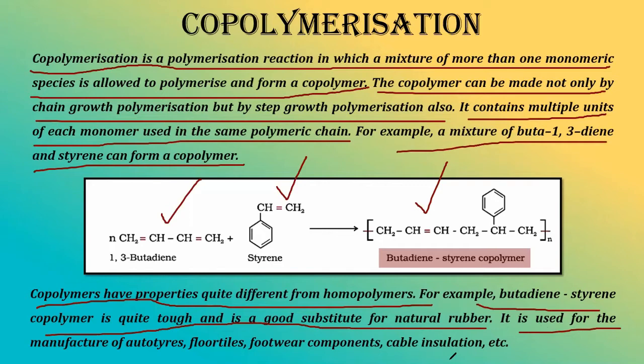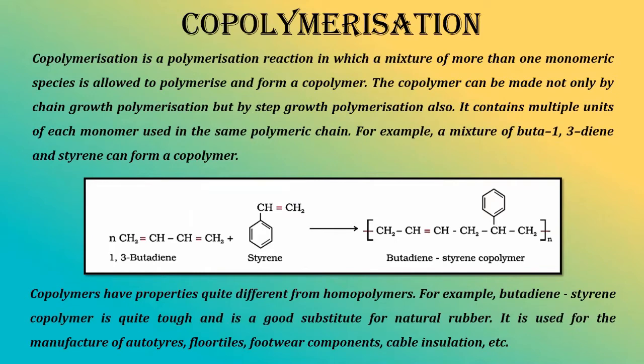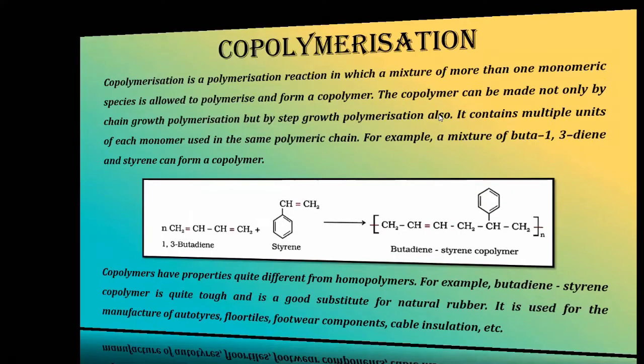Now it is used for the manufacture of auto tires, floor tiles, footwear components, cable insulation, etc. So the tire of my vehicle is made up of BuNa-S. The footwear that you use may be made up of BuNa-S, basically the sole of the shoe. Cable insulation also requires this type of thing. So that's how it is. Let us go to the next slide.